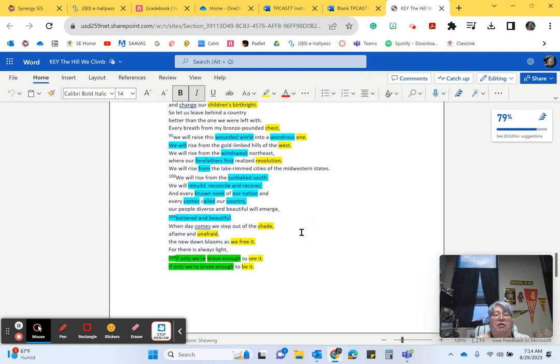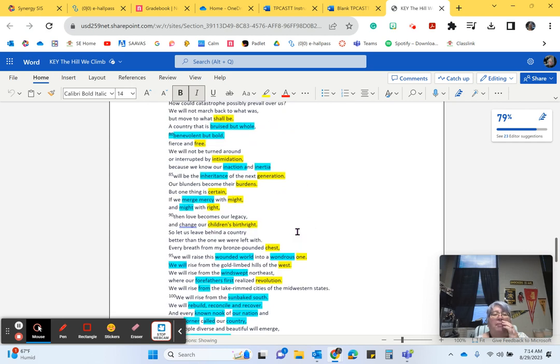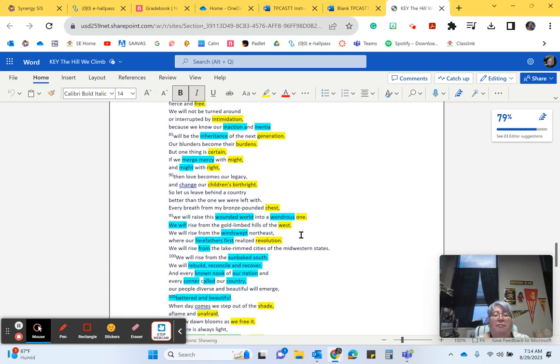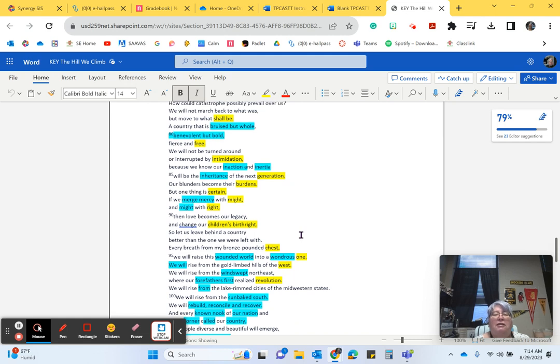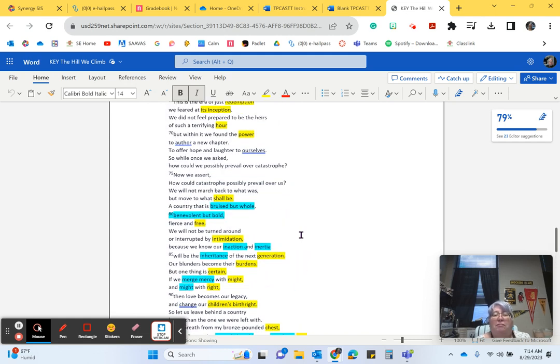The shift occurs. There's a couple of shifts in this poem. There's a point where she takes a moment and stops looking at America and looks at herself and how she has a place in history. When she talks about every breath from my bronze pounded chest. Okay. And she talks about how a skinny, skinny Black girl is now presenting for a president. So that's a shift as well.